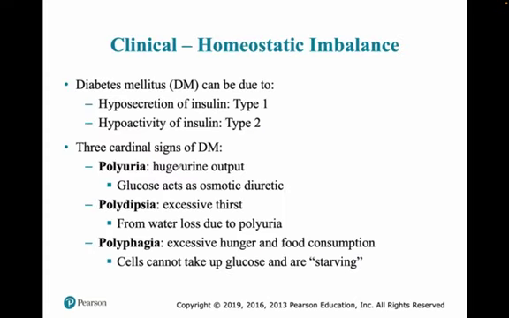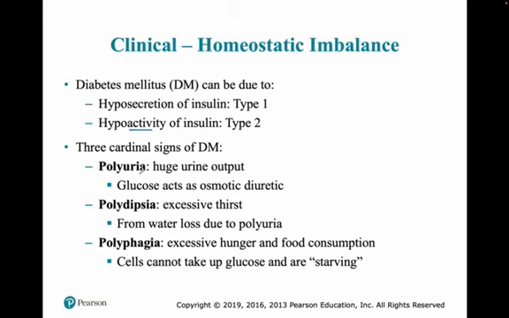Now, homeostatic imbalance can be caused by glucose, for example, diabetes mellitus. It can be type 1 or type 2. Type 1 is less secretion of insulin, and hypoactivity of insulin is type 2. Hyposecretion means insulin is produced less, and hypoactivity means insulin is working less effectively. The effect might be similar, because hyposecretion means less insulin, so more sugar is available, and hypoactivity means less insulin activity, so more sugar, but the mechanism is different here.